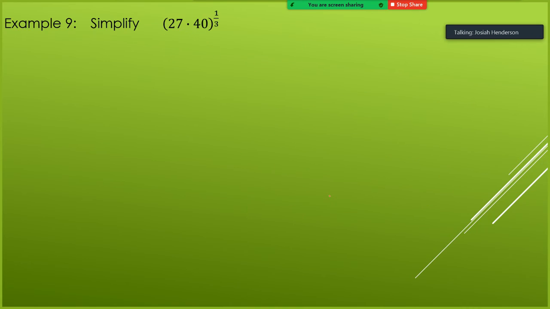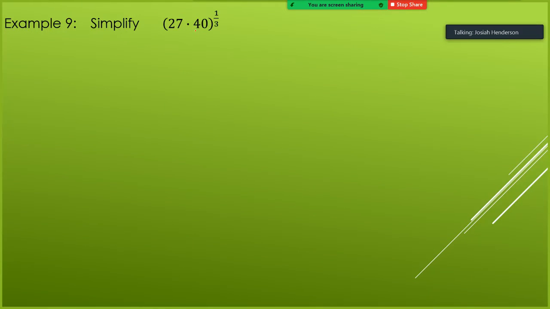Okay, let's look at another. This will be a good one. We have 27 times 40, both to the 1/3 power. So one way to do this would be to start by multiplying the 27 and 40. But remember how we start these problems when we want to simplify them, if there's a number like 27 or 40, we want to start by doing the factor tree.